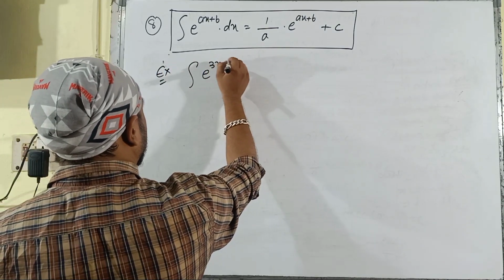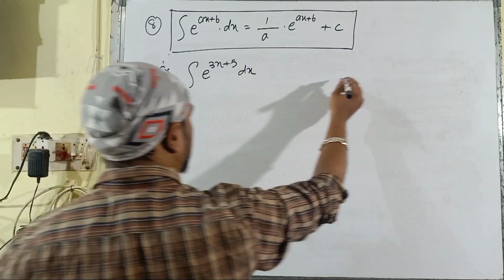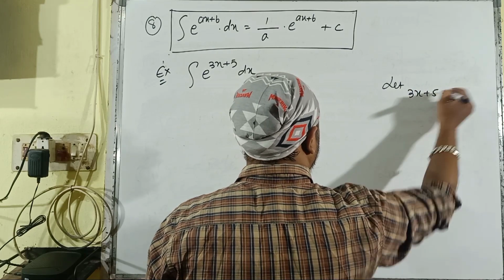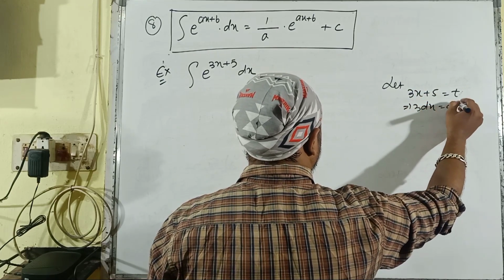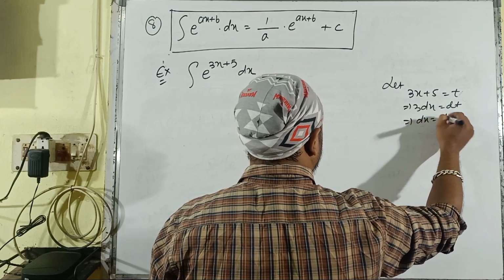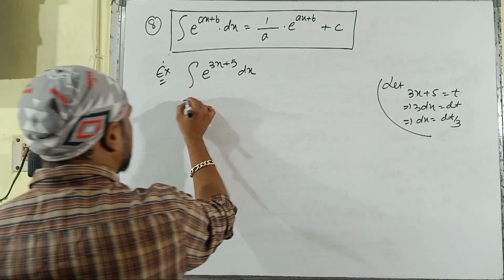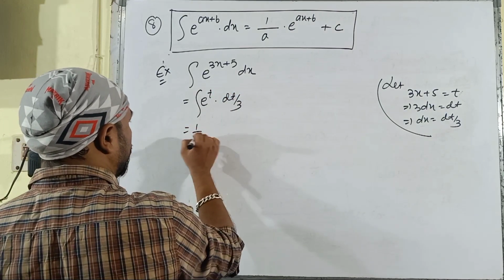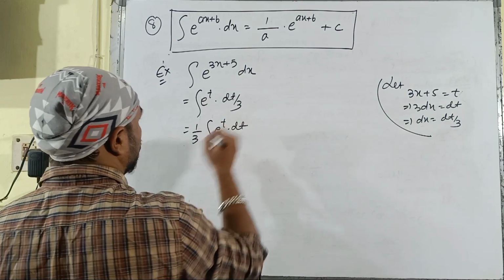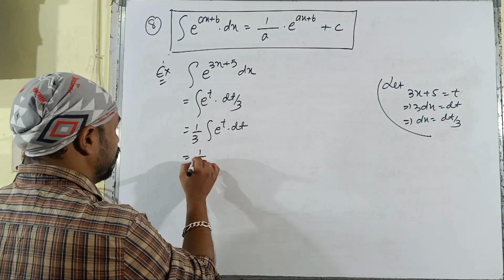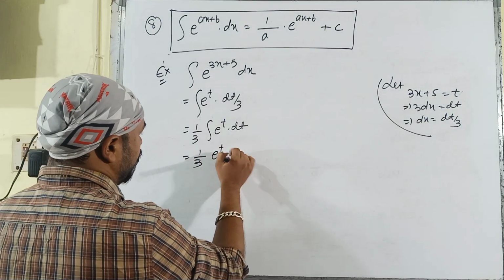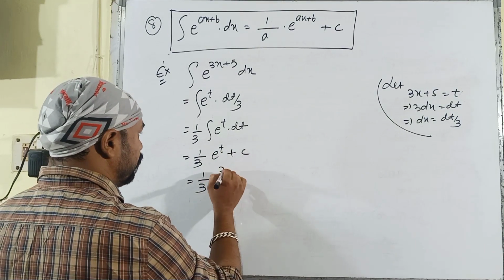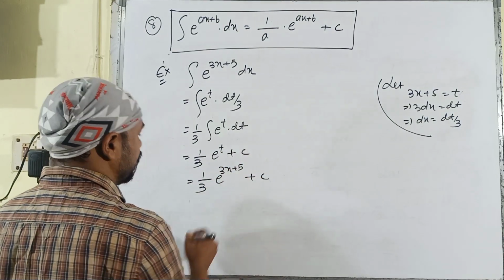Integral of e to the power 3x plus 5 with respect to x. First of all, we have to substitute 3x plus 5 as t. That means 3 dx is equal to dt, so dx is equal to dt divided by 3. Then by substituting these values, it is 1 by 3 e to the power t plus any constant c. Replacing t, it is 1 by 3 e to the power 3x plus 5 plus any constant c.